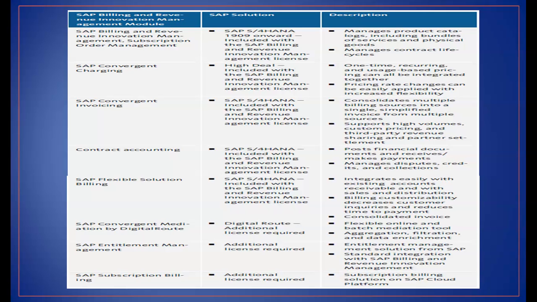And this is available with SAP S4 HANA 1909 onwards, included with the SAP Billing and Revenue Innovation Management license. SAP Convergent Charging is also included with the SAP Billing and Revenue Innovation Management license. SAP Convergent Invoicing is available with SAP S4 HANA, included with the SAP Billing and Revenue Innovation Management license. Then we have Contract Accounting, which is a part of S4 HANA. Then we have SAP Flexible Solution Billing, which is also a part of the SAP S4 HANA offering.